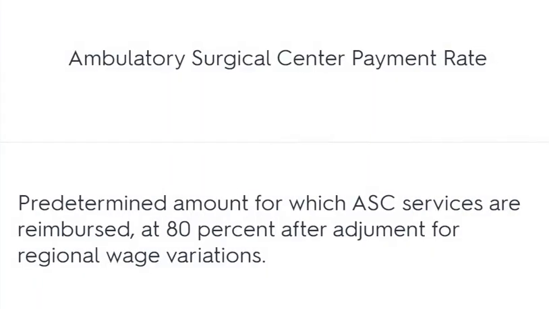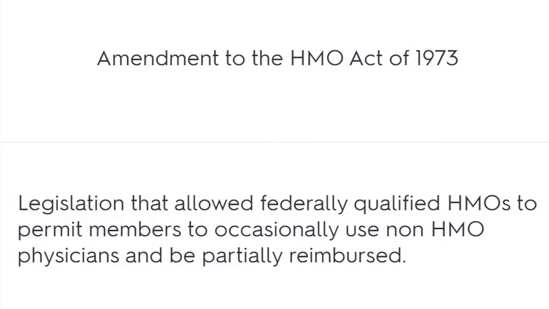Ambulatory surgical center payment rate. Predetermined amount for which ASC services are reimbursed at 80% after adjustment for regional wage variations. Amendment to the HMO Act of 1973. Legislation that allowed federally qualified HMOs to permit members to occasionally use non-HMO physicians and be partially reimbursed.